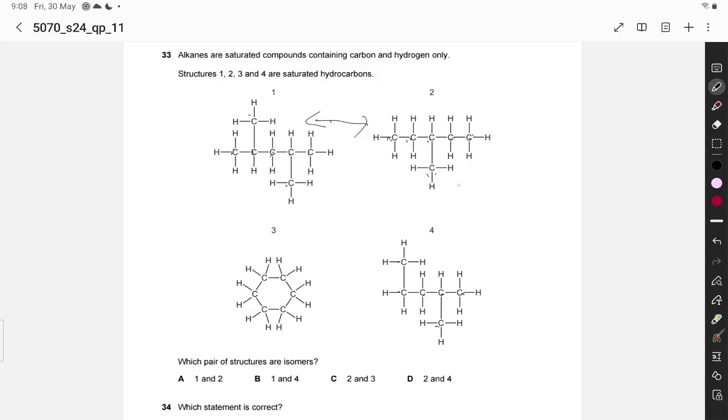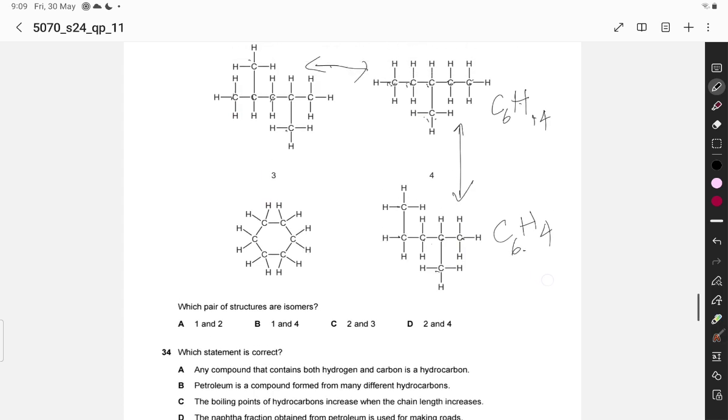So 2 and 4, these two compounds are isomers because the molecular formula is C6H14, and the molecular formula of this is also C6H14 and has a different structural formula. This is 2,3 dimethyl butane, and this is 3 methyl pentane. So the structures are different, molecular formulas are the same, so these two are isomers, 2 and 4.